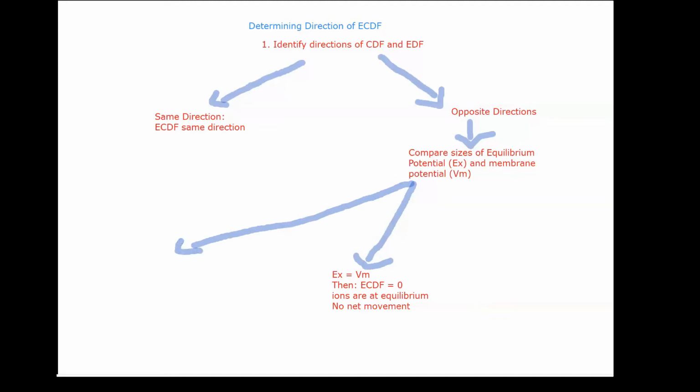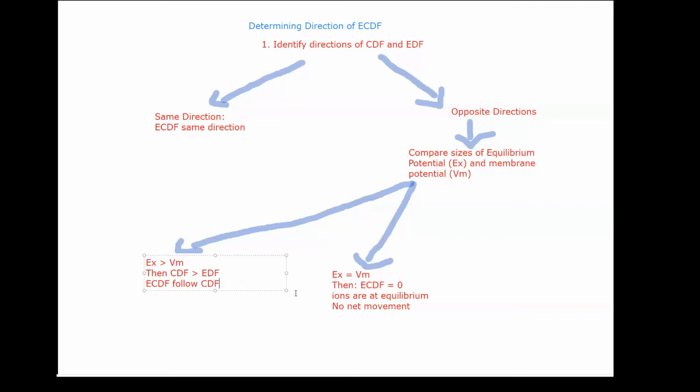So here we're going to start out with our scenario just now where the equilibrium potential is stronger than the membrane potential. Like in the example we just went through, our equilibrium potential is stronger than the membrane potential. This actually means that our chemical driving force is stronger than our electrical driving force. Because our chemical driving force is stronger than our electrical driving force, this means that our electrochemical driving force will follow the chemical driving force.